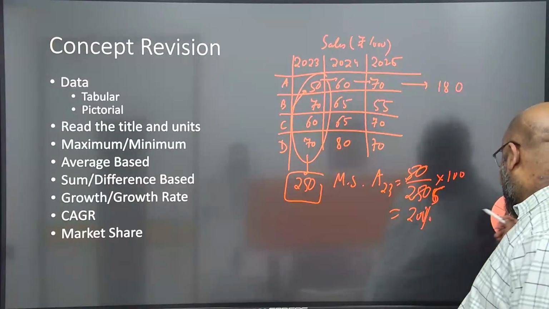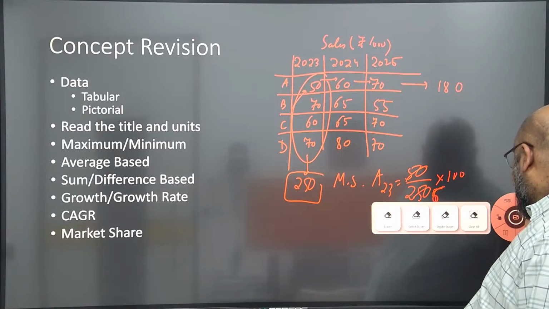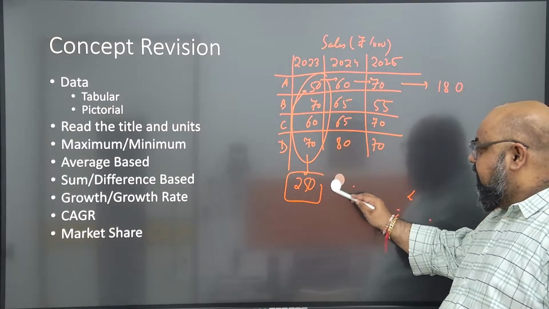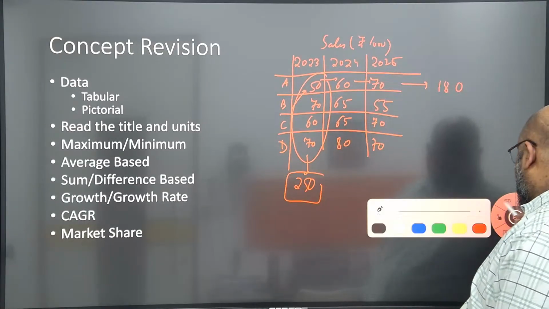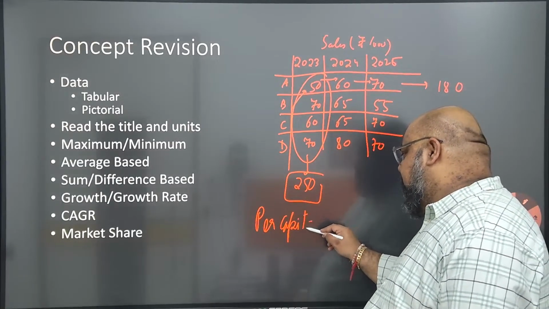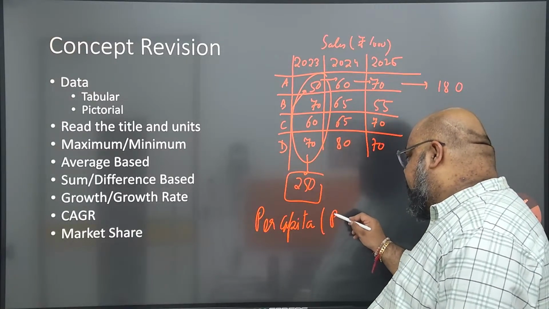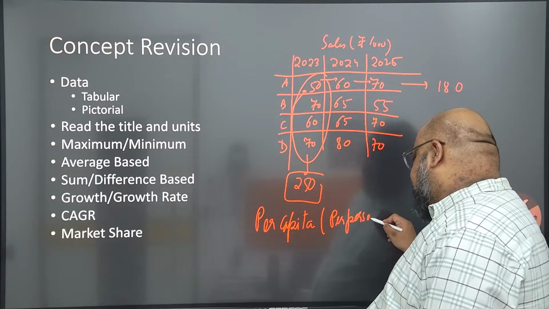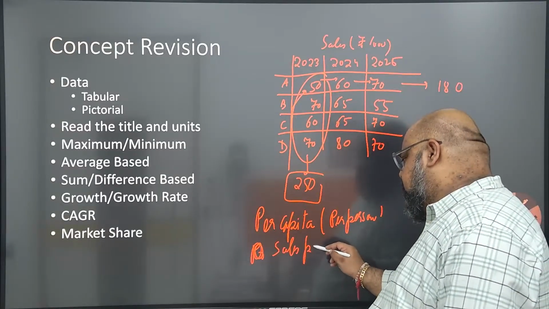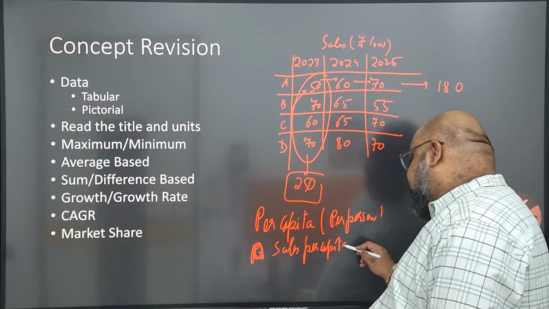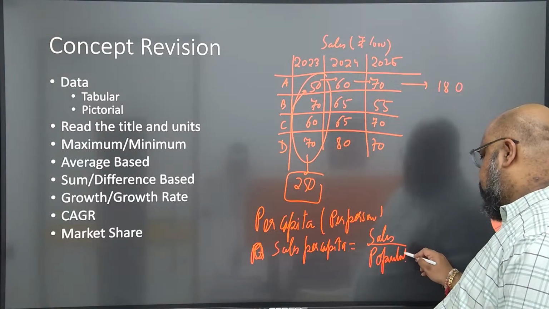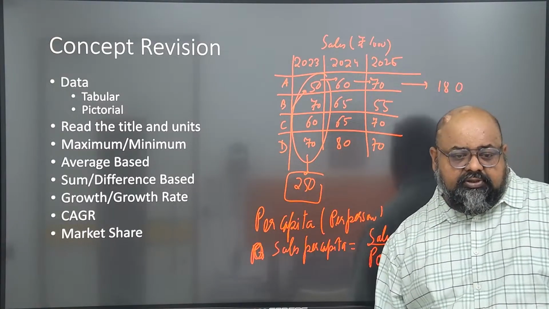Another term that you might see is something called per capita. Per capita is nothing but divided by per person. So if I say production per capita or sales per capita, this is nothing but sales upon total population. Sales per capita.